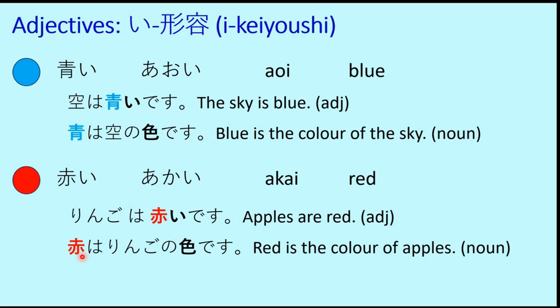So this will not be akai. This will be aka. Ao and aka. So these are also colors. These also represent blue and red respectively, but not in the adjective form, but in the noun form. So one more time. Sora wa aoi desu. Ao wa sora no iro desu. Ringo wa akai desu. Aka wa ringo no iro desu.